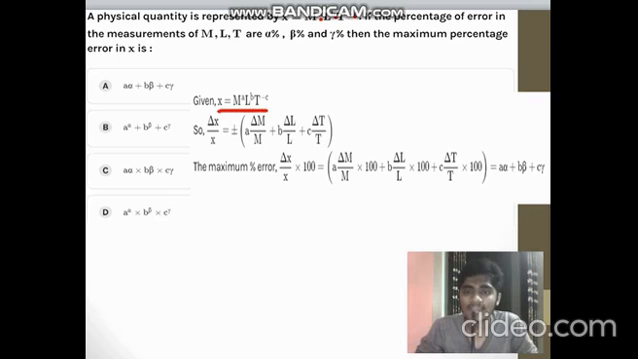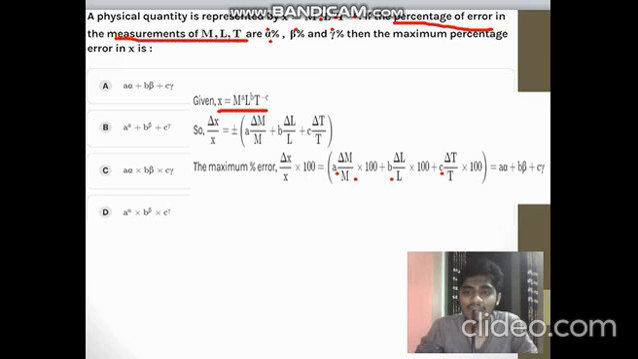Don't mind the sign, minus c, just put plus c into delta t by t into 100. So a, b and c stay as they are, but delta m by m into 100 has been given as alpha percent, because they have given a percentage of error in the measurements of m, L and t as alpha, beta and gamma. So instead of delta m by m into 100, you can write alpha.